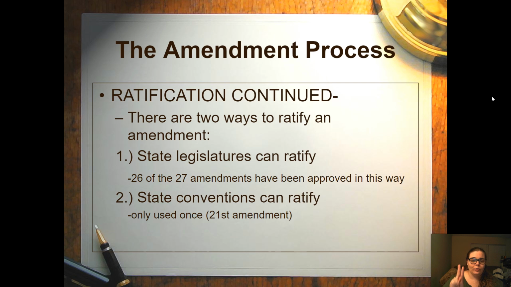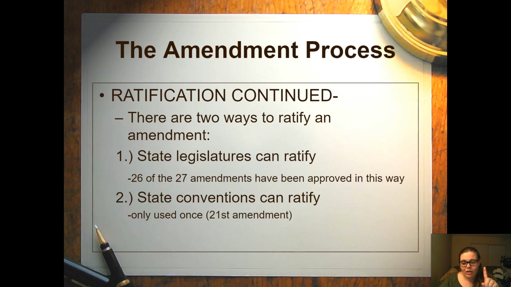All right, so there are two ways that the states can ratify. The first is it just goes to the normal lawmaking body of each state. Today it would go to Nashville in Tennessee, and the state legislature, the people we elected to go to the state government, would vote on whether or not this law should pass. If three-fourths of the states vote for it, then it becomes an amendment. Of our 27 amendments, 26 of them have been approved this way.